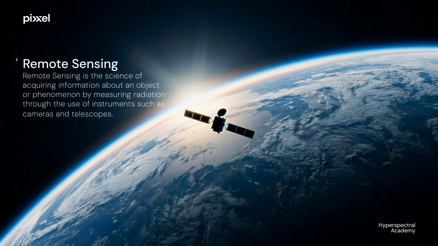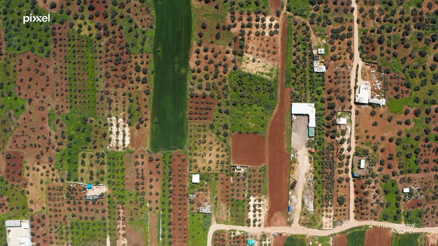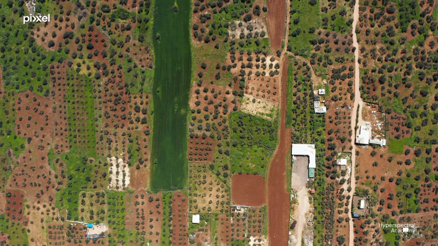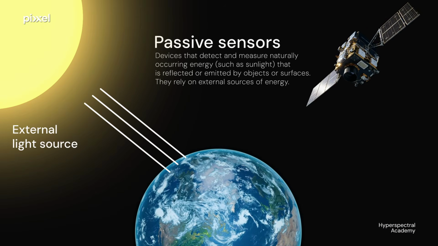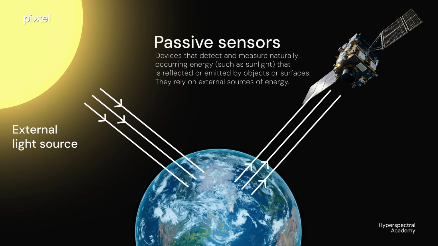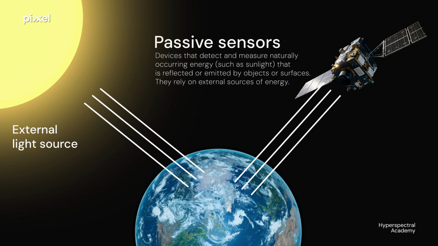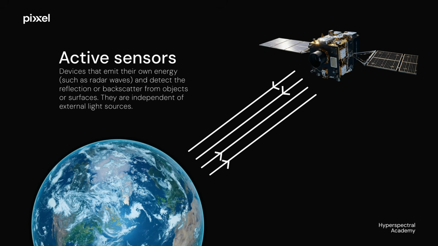Remote sensing is the science of acquiring information about an object or phenomenon by measuring radiation through the use of instruments such as cameras and telescopes that collect those data. There are two broad categories of sensor. The one you're probably most familiar with are passive sensors. These include most cameras. These sensors rely on ambient illumination to provide the signal. Another category of sensors are active sensors, like radars. These systems emit their own energy so they can image at night and under other conditions where there's not enough ambient light from the sun. In this video series, we're going to focus on passive sensors.